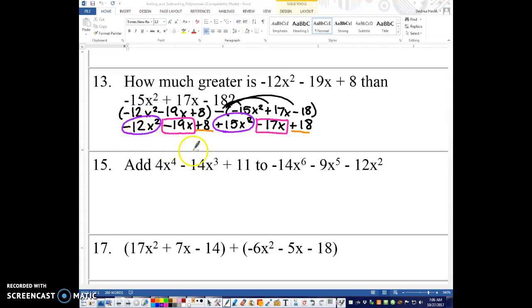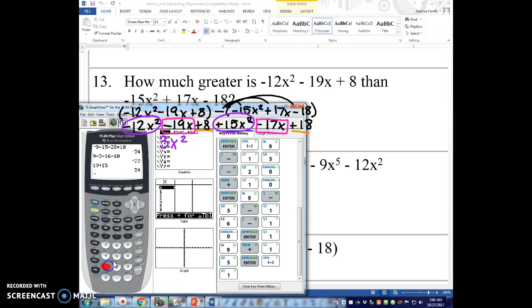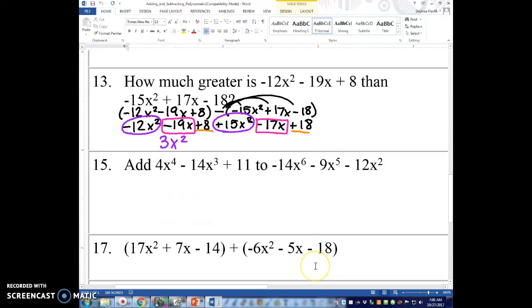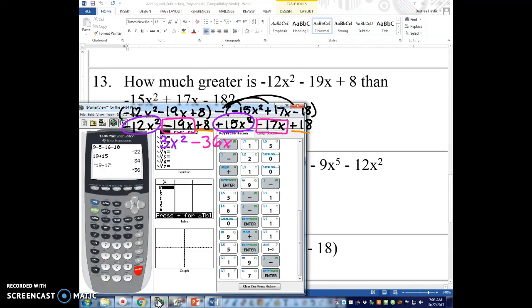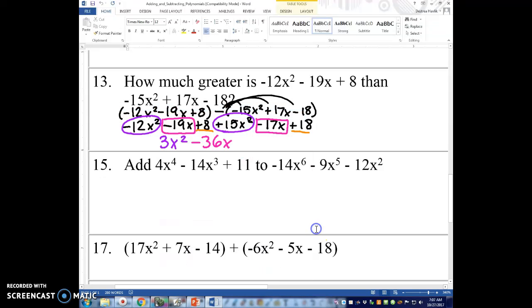Okay, so negative 12 plus 15 is 3. Then we have negative 19 minus 17, negative 36. Then we have 8 plus 18, 26.